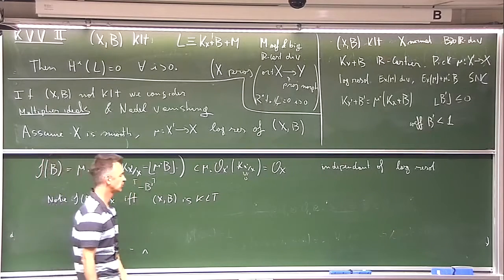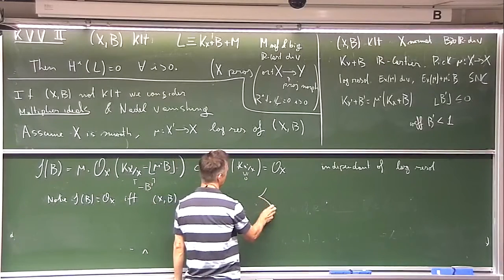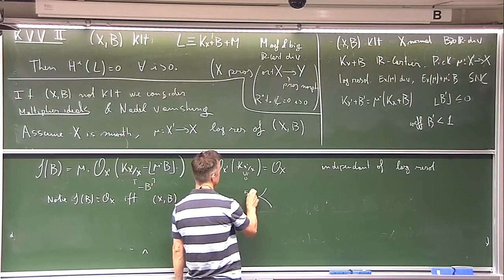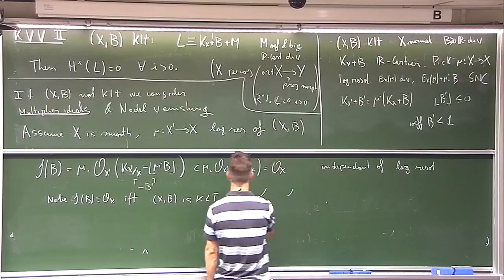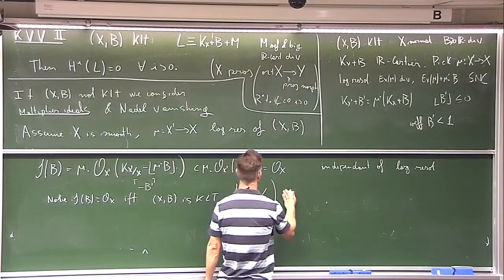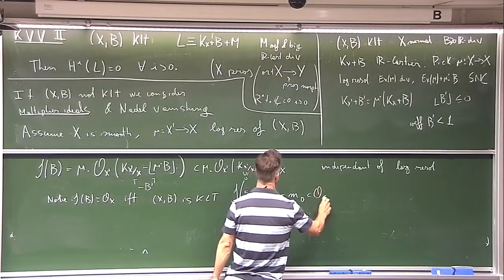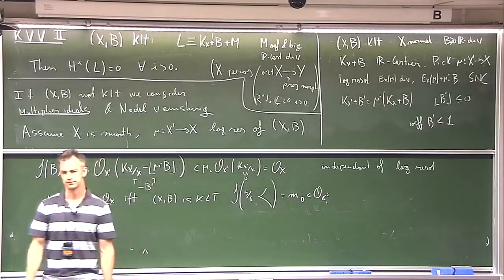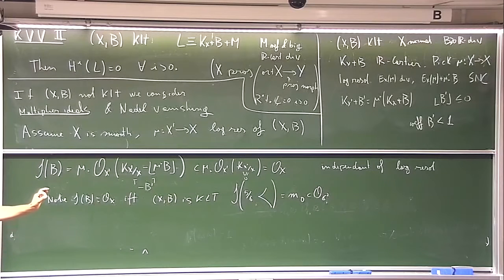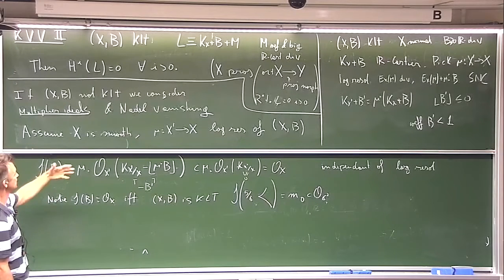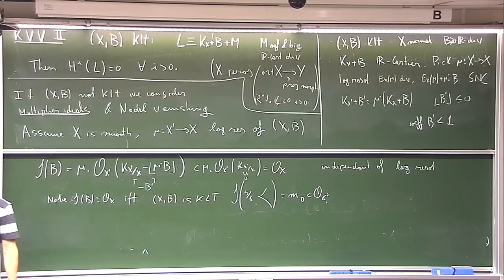But if it's not a simple normal crossing divisor, for example, if it's a cusp and you pick coefficient 5/6, then the multiplier ideal sheaf of a cusp with coefficient 5/6 is the maximal ideal of the origin inside of O_C^2. And in fact, if the coefficient is less than 5/6, it will be just O_C^2, and if it's greater than 5/6, it's always non-trivial. So you think of this multiplier ideal sheaf as a correction term that accounts for the fact that the pair is not Kawamata log terminal.